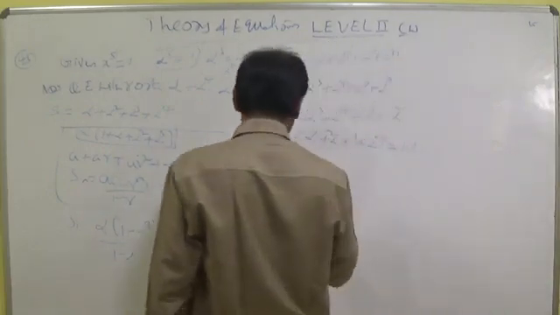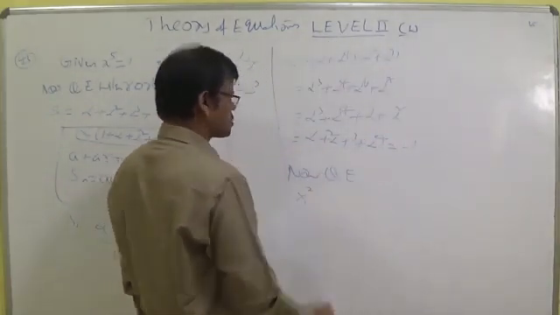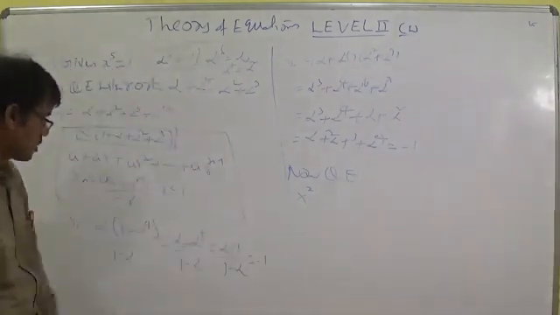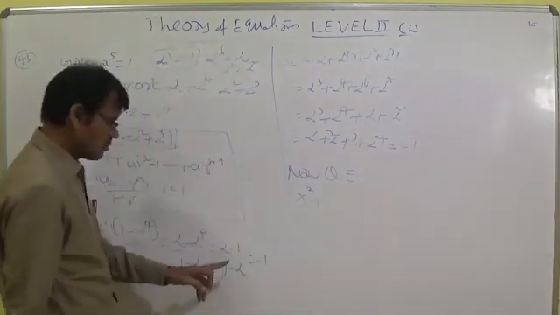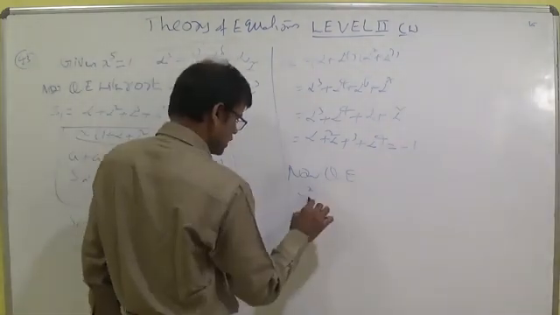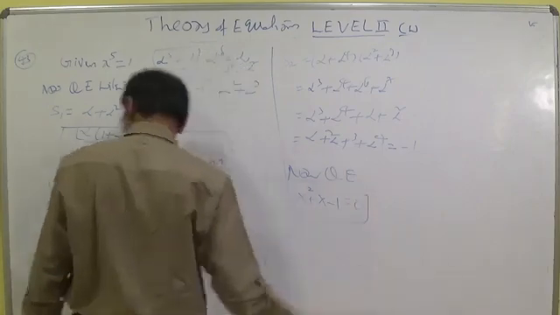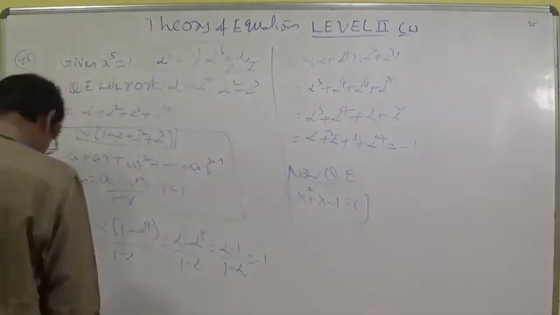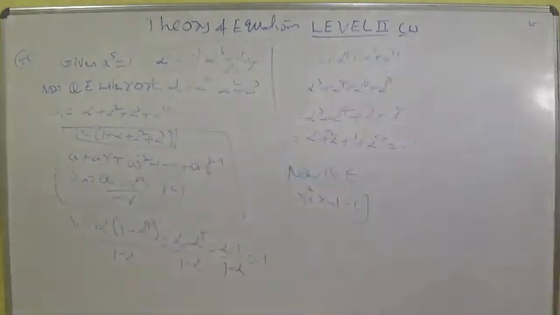Now the required QE, the quadratic equation having these roots: x square minus x into the sum of roots plus the product. Here minus of minus becomes plus, so x square plus x minus 1 is equal to 0. X square plus x minus 1 is equal to 0 is the required quadratic equation.